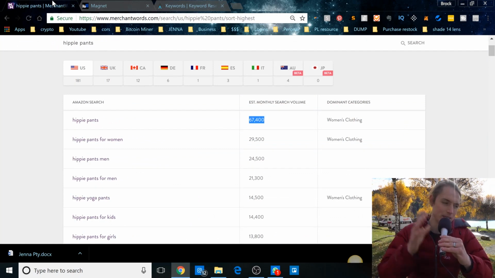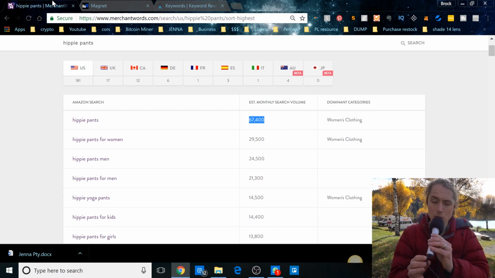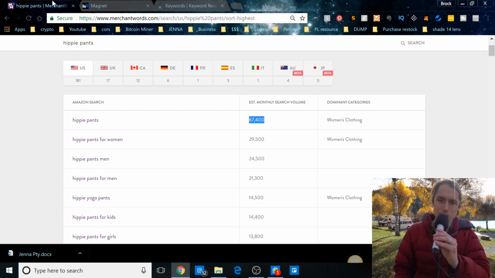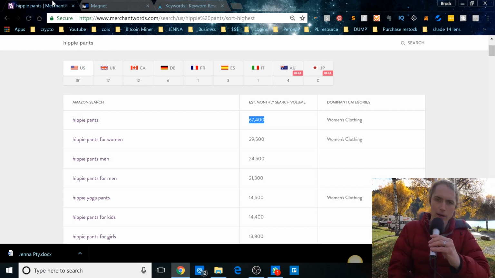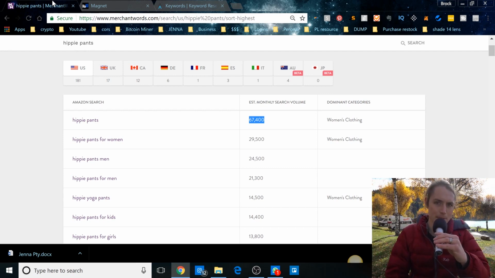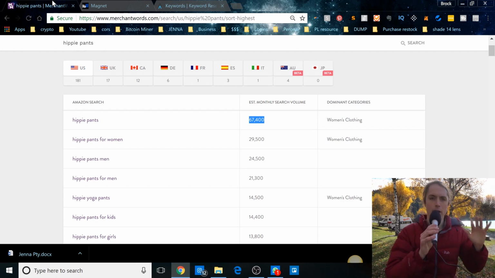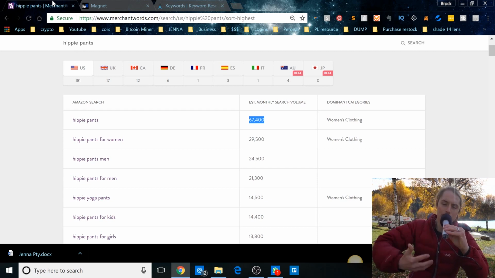So this could be very dangerous. You may think the market for the keyword hippie pants is much larger than it actually is. This is the number one error with Merchant Words, incorrect volume. But also, when you are finding correlated words, you don't want to just find hippie pants, because whenever you purchase a product, there are hundreds of keywords that are potentially going to get you sales. Merchant Words is not going to find all of those correlated ones.